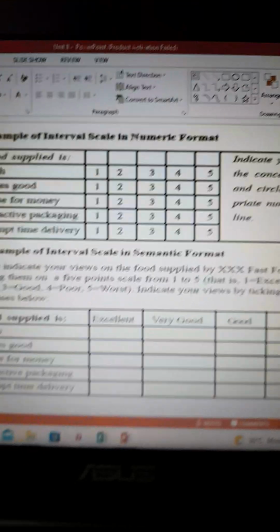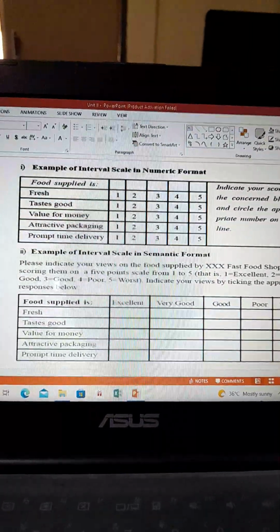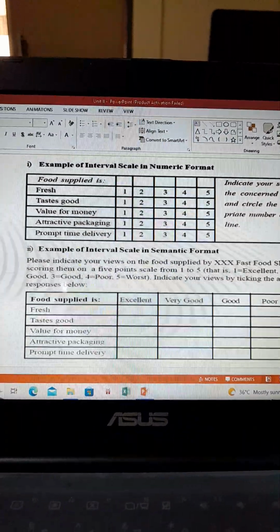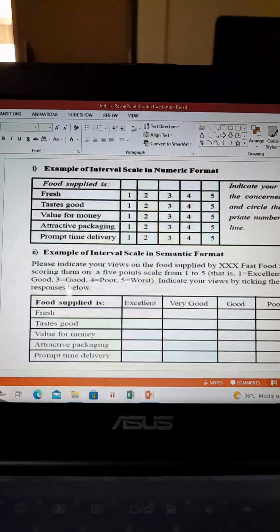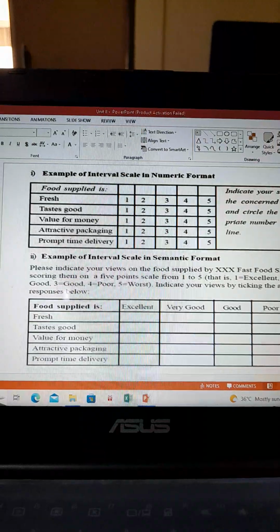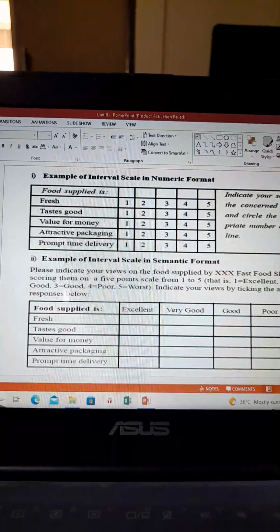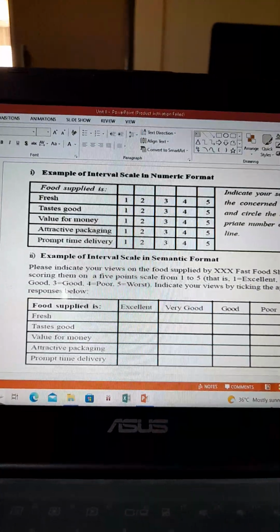Now let us see an example of interval scale in numeric format. Say the food supplied is fresh, taste, goods, value for money, attractive packaging, prompt time delivery. This we rate on a 5-point scale. So this will indicate the score on the concerned blank, and you have to circle the appropriate number on each line.